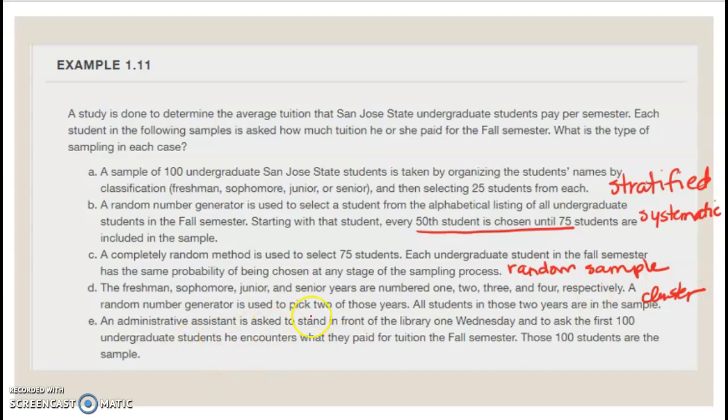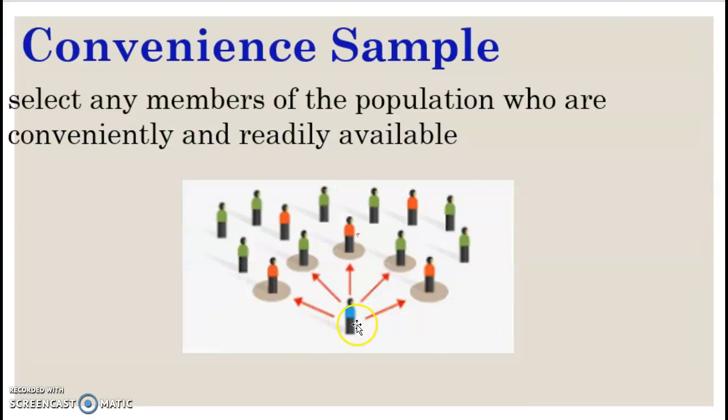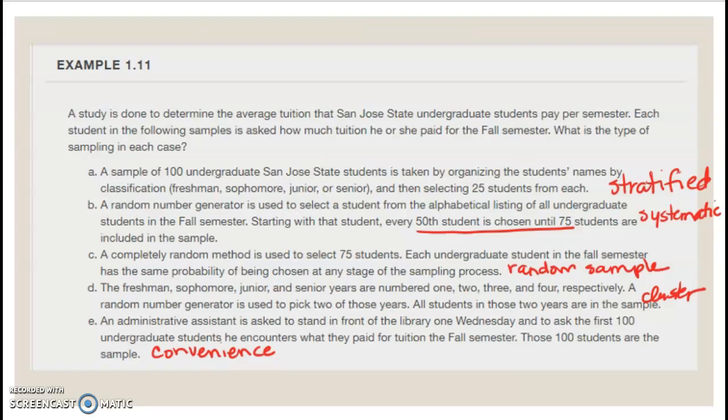An administrative assistant is asked to stand in front of the library one Wednesday and to ask the first 100 undergraduate students he encounters what they paid for tuition for the fall semester. Those 100 students are the sample. Well, obviously that would be convenience, because that fits just like we were doing before. He's standing in front of the library and he asks the first 100 students he sees. So that would just be a convenience sample.